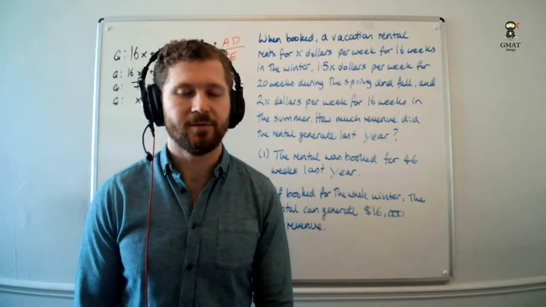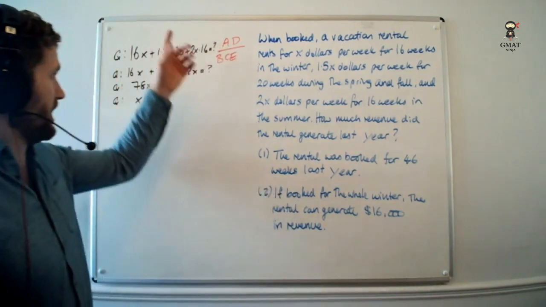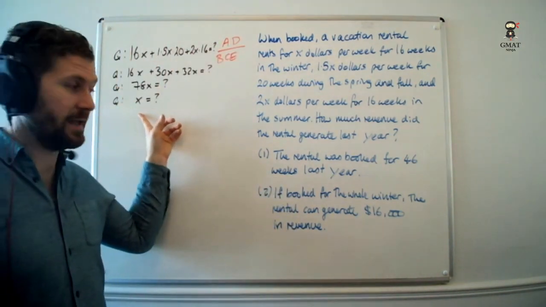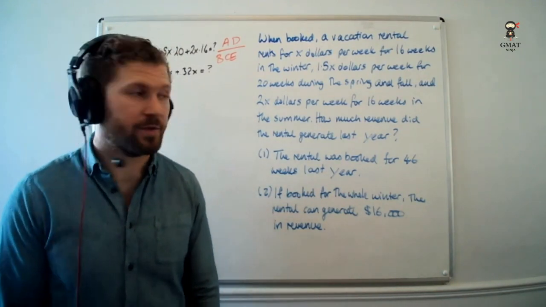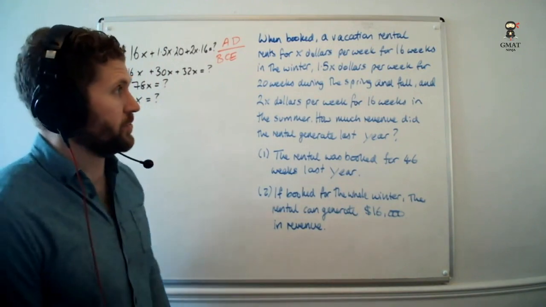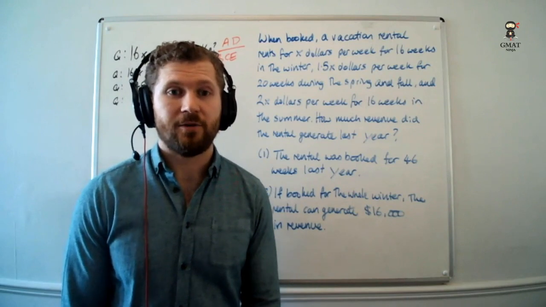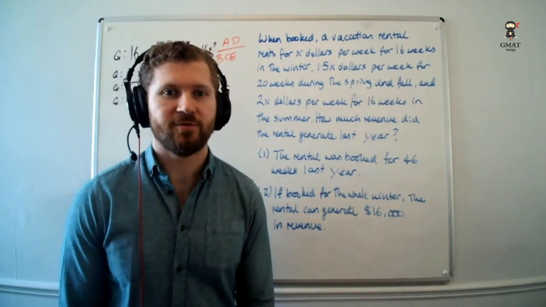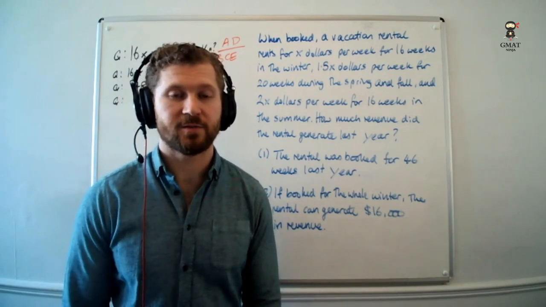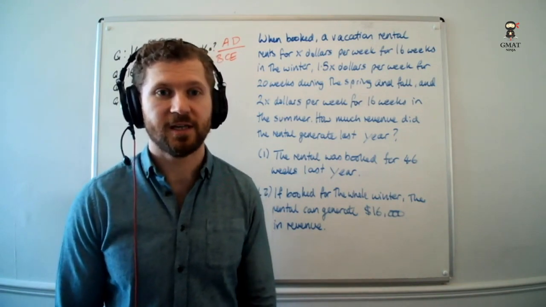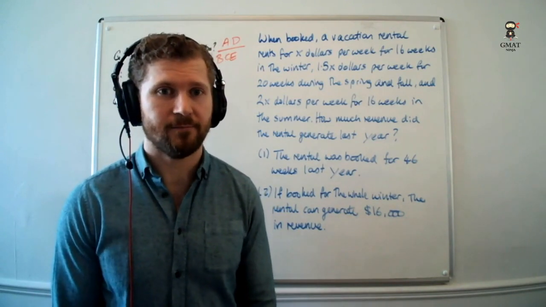What have I been given? What haven't I been given? How is this question working? Because if we head down this path, we may end up going down the wrong path, and we may end up with the wrong answer. Really, not only do I need to know what X is here, I need to know how long in the year this rental was booked for, and how many weeks in the winter, how many weeks in the spring and fall, how many weeks in the summer, because those are going to get different rates. So there's an awful lot of information I don't have here.